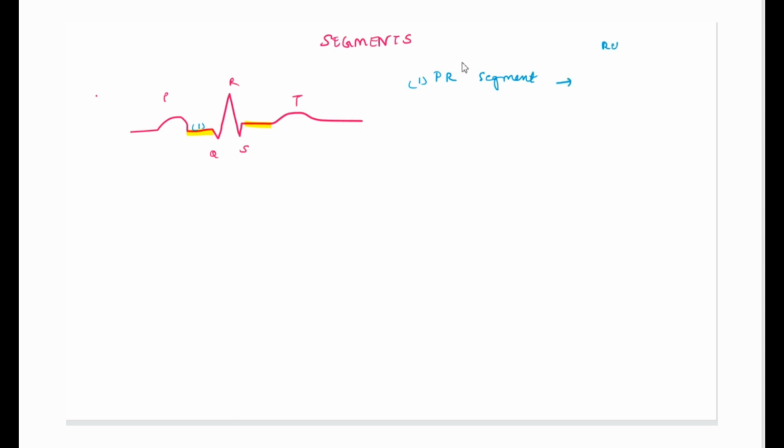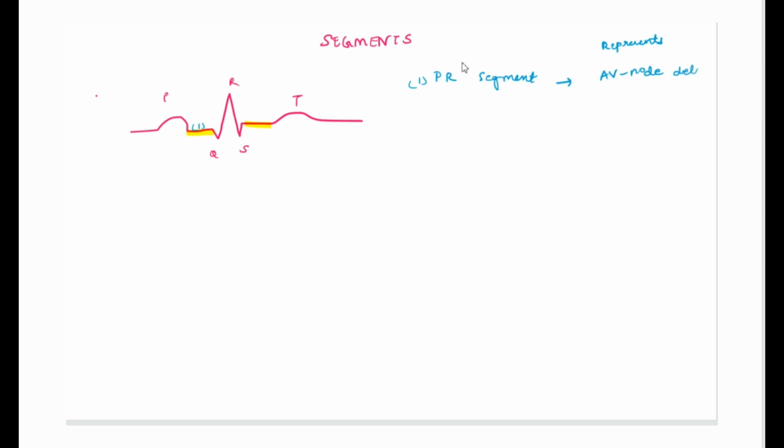So why do you think there should be a PR segment? Technically it should be called the PQ segment, but it's commonly known as the PR segment by clinicians. Tell me, what is the significance of this PR segment? Why doesn't the QRS complex start right after the P wave, and why is there a straight line? Does it mean the heart has stopped? Does it mean there's a pathological condition?